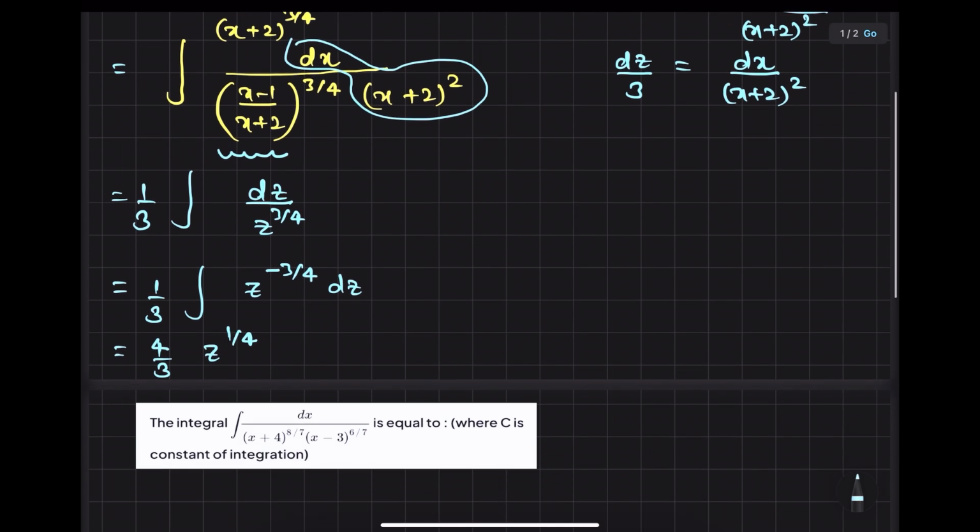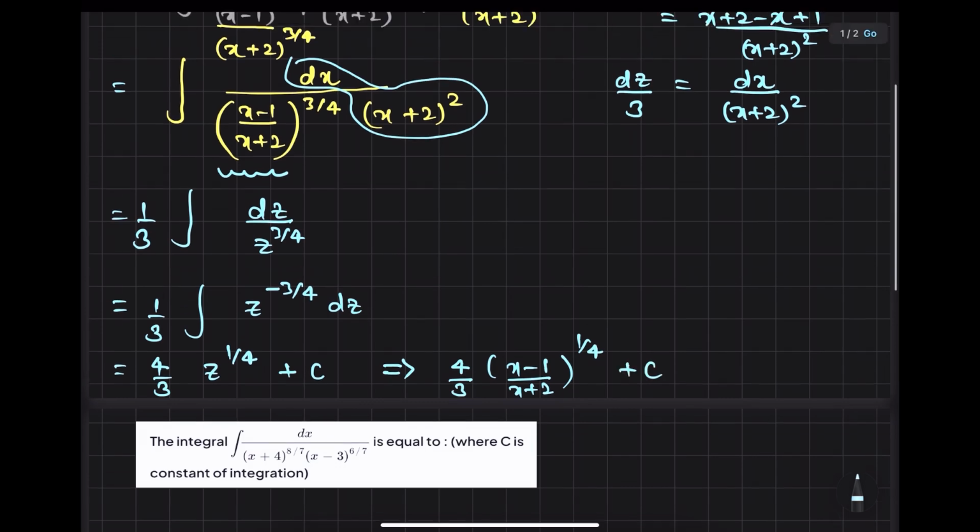Correct? And plus the integration constant C. Now you know that they have given you the question in terms of x, not z. So you have to replace the z. So it is 4 by 3 into z, which was (x minus 1 by x plus 2) power 1 by 4, plus c.